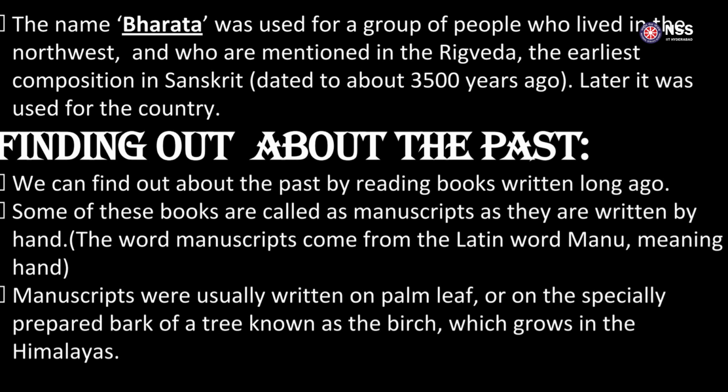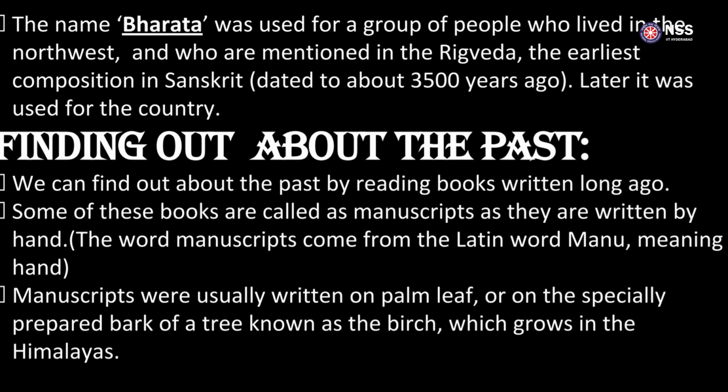Generally manuscripts are written on palm leaves, or on specially prepared bark of a tree, which is known as bhurja. The bark of the tree, which is specially prepared for writing, grows in the Himalayas actually. You all see in movies the rishis carrying some book-like things, with thick papers. That's actually made from the bark of the tree.